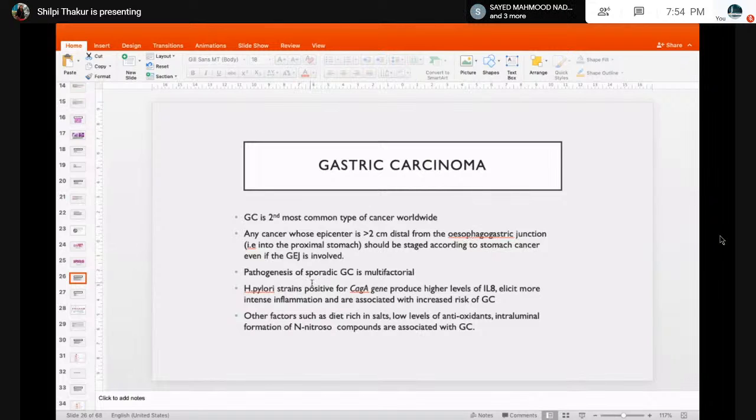The pathogenesis of sporadic gastric cancer is multifactorial. H. pylori which are positive for the CagA gene produce high levels of interleukin 8, and they elicit intense inflammation, which is associated with an increased risk of gastric carcinoma. The other factors which contribute very much to gastric carcinomas are diets rich in salt, low levels of antioxidants, and intraluminal formation of N-nitroso compounds. These are the factors which help in the transformation into gastric carcinoma.